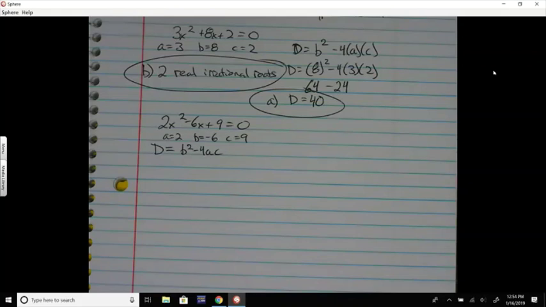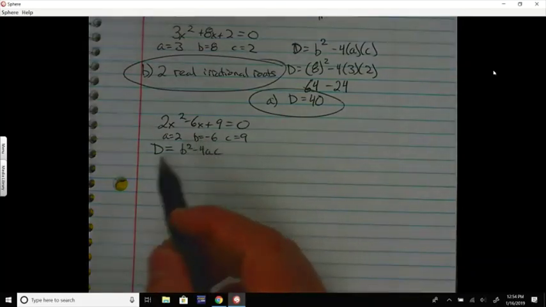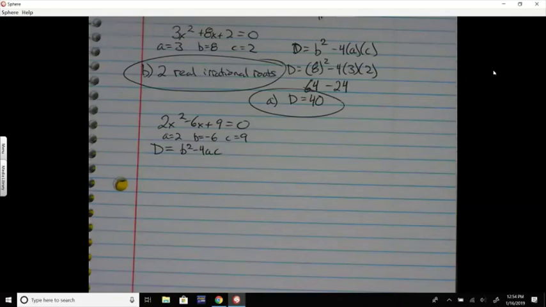Wait, I thought you always made it equal up to negative. That's going to be another part of the problem. All we're doing right now is the discriminant. So you should be getting negative 36. We're not solving. I just want you to get the discriminant.